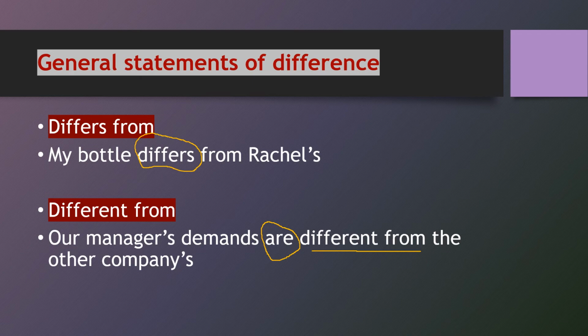my homework is different from yours. Or I can say my homework differs from yours in many aspects. So it's the same sentence. Once I use it with differs, and in the other case, I'm using it with different from.